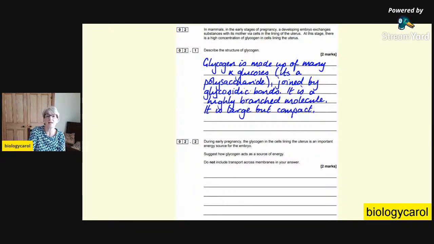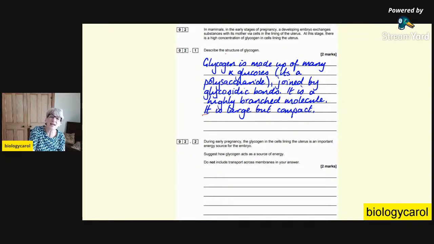So this is what I wrote. Notice that when I got to "it's made up of many alpha glucoses," I did think, hold on, I can put in here either it is a polymer, and then I thought polysaccharide is a better term than polymer. So hence, that's what I put. And I wasn't sure where the marks were. So here, this is my added bit.